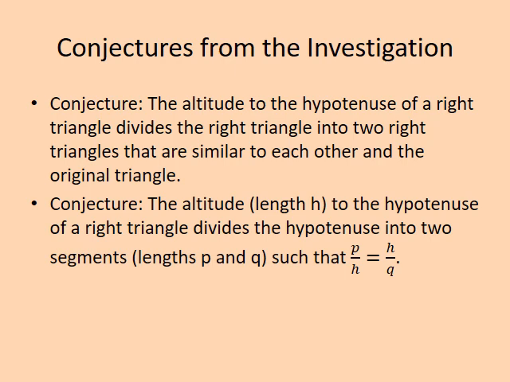The altitude, length h, to the hypotenuse of a right triangle divides the hypotenuse into two segments, lengths p and q, such that p over h equals h over q. We will explore how to solve problems like this in the next several slides.